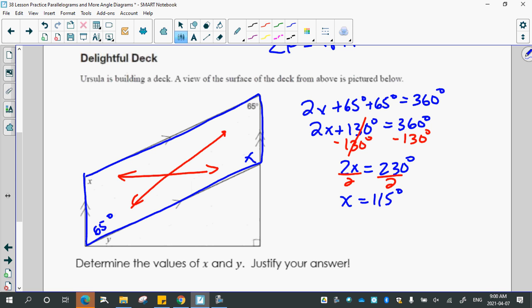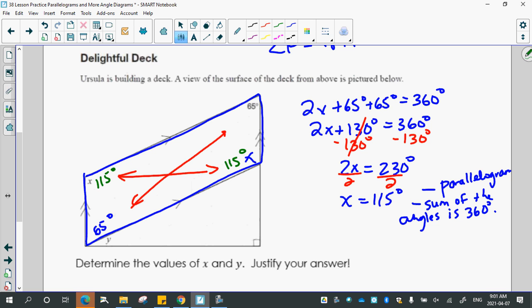And then we had to justify using properties. So this is what we used. We used a parallelogram first of all. That's how we got the opposite angles to be the same. And we also used that the sum of the angles is 360 degrees. So those are the two geometric properties that we use to get x. And we can fill x in our diagram now that we've got it, and see if it helps us in our quest to get y.